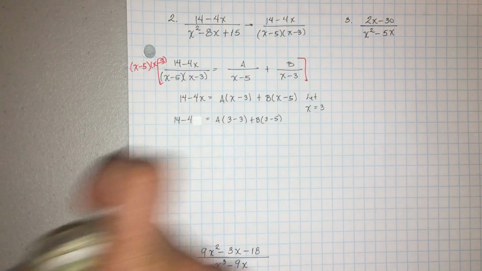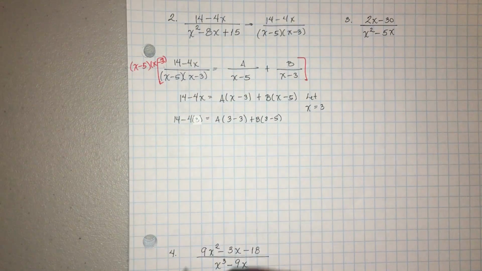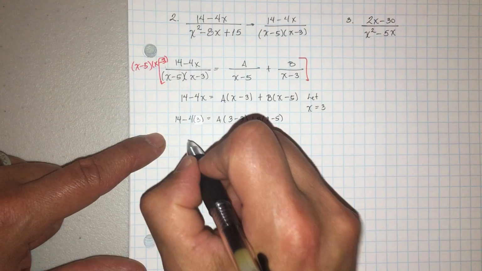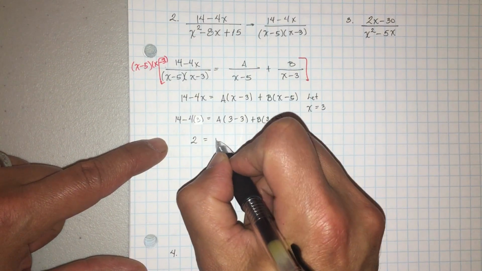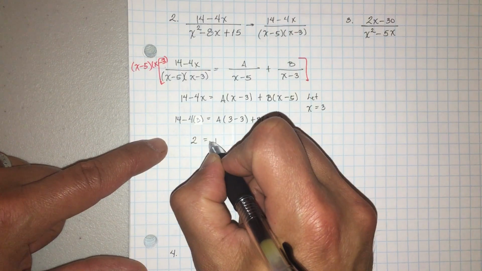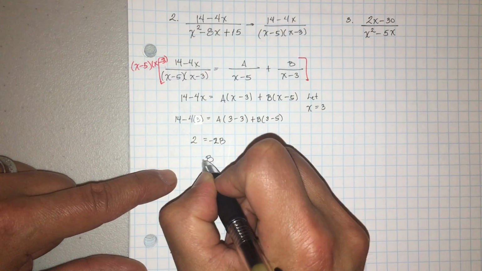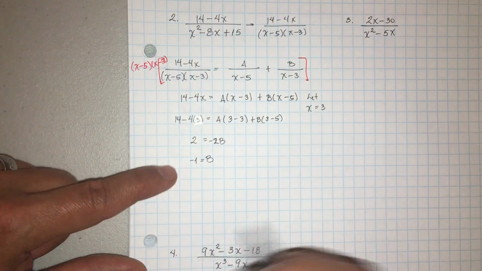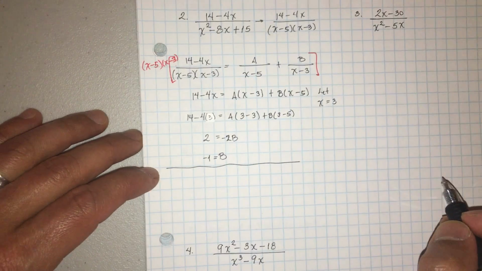You're not going to have a value for a. And then for b, you're going to get negative 2. Let me just put 3 here. Then 14 minus 12 is 2. This becomes a 0. And then 3 minus 5 is negative 2, so negative 2b. Well, that's nice because b ends up equaling negative 1. Nice. So that's b.